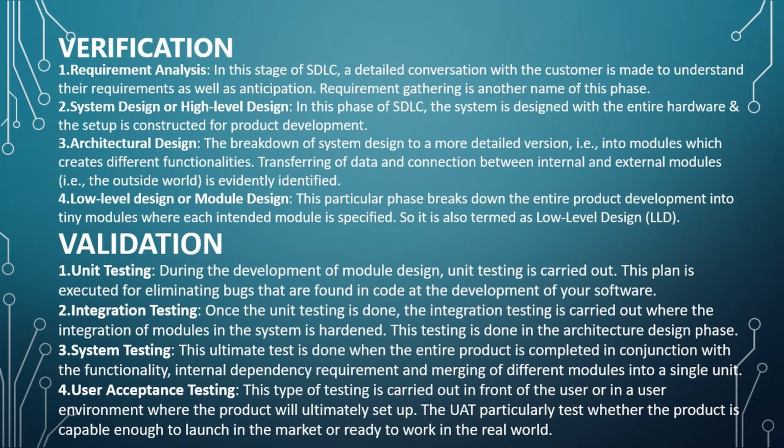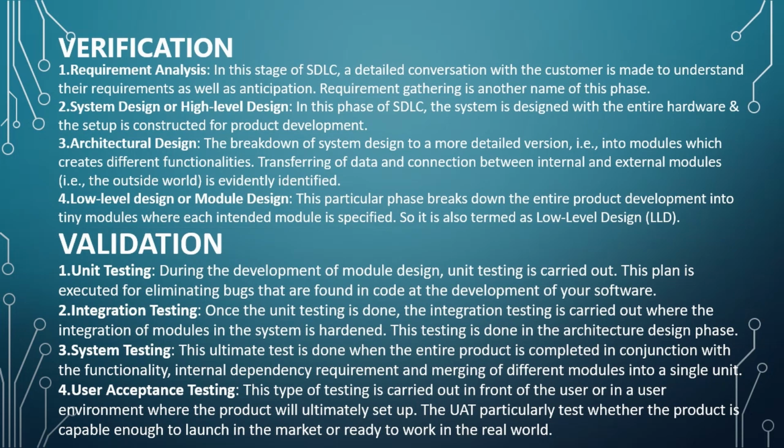3. System testing. This ultimate test is done when the entire product is completed, in conjunction with the functionality, internal dependency requirements, and merging of the different modules into a single unit. 4. User acceptance testing. This type of testing is carried out in front of the user or in a user environment where the product will ultimately be set up. UAT particularly tests whether the product is capable enough to launch in the market or ready to work in the real world.